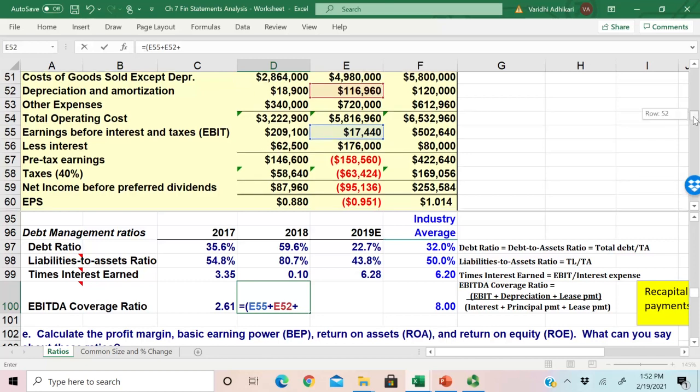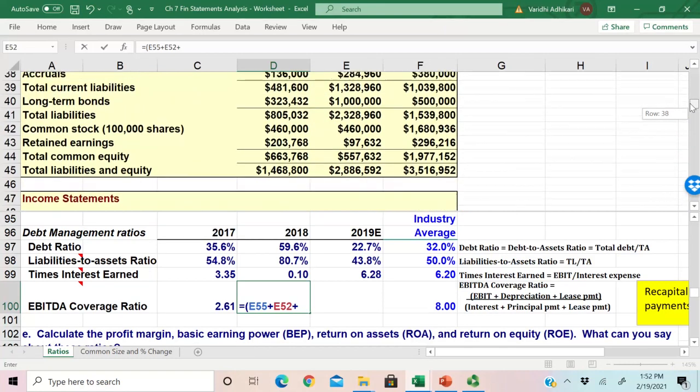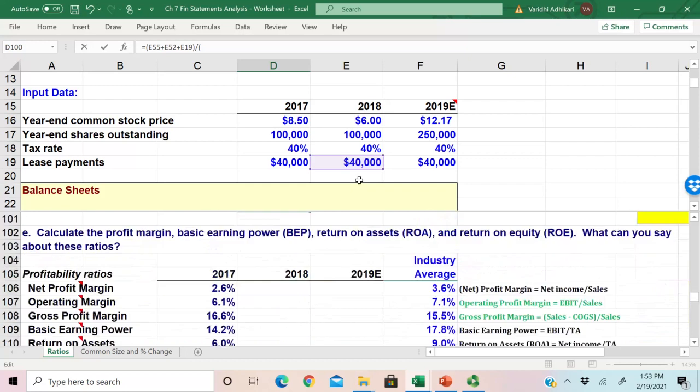So add back lease payments, and lease payment is actually given separately somewhere. Okay, 40,000 lease payments is within the income statement. Usually lease payment is clubbed together in one kind of expense, but it's not given separately. Here it's given separately. Now divide that by, so this is how much you have available to service your debt, divide that by your debt service obligations.